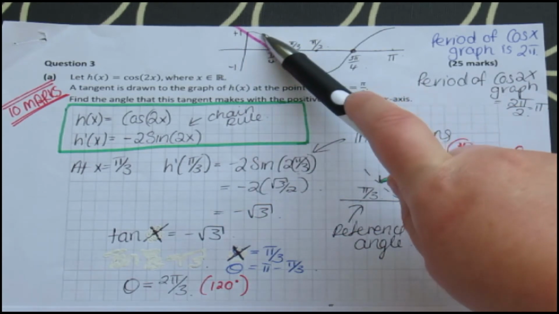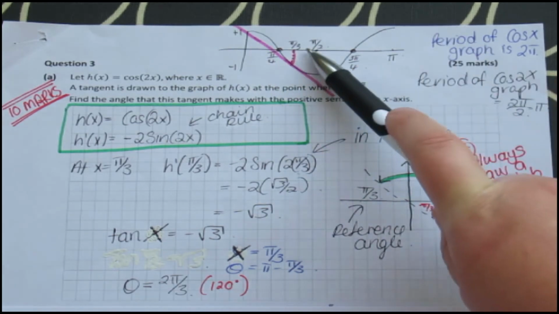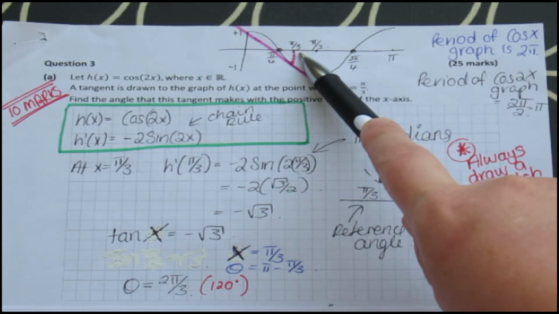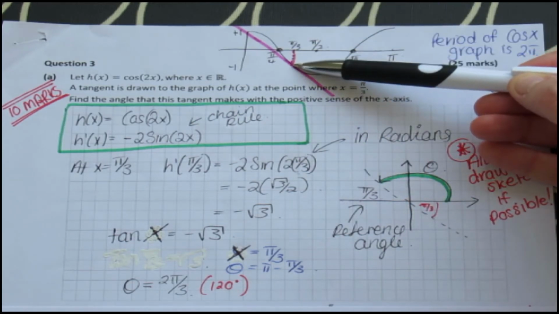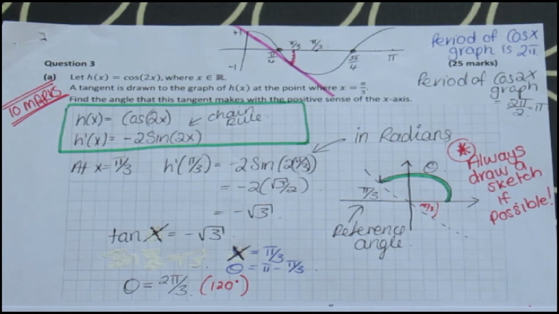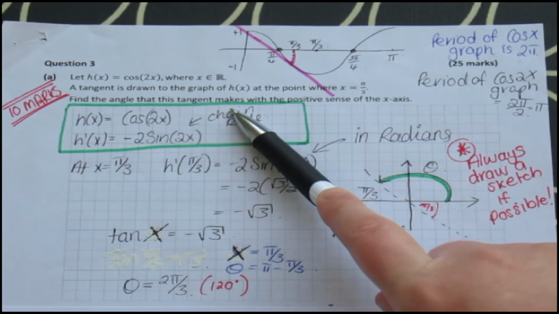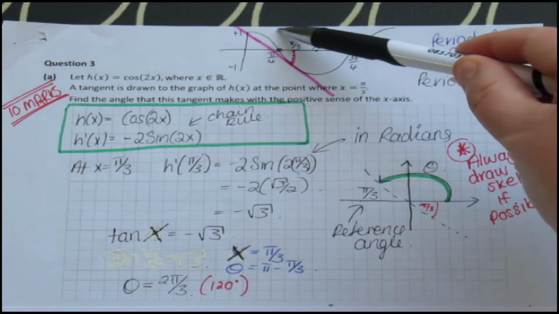As I've done a very basic sketch, plus 1 to minus 1 and my x-axis, and I have graphed pi over 3, which is roughly here. And when I drop down a line, I see that this pink line is my tangent. Now I have a fairly decent idea about where the tangent is, what way it's going, is it positive, is it negative, etc. So it's a good start. They're looking for the angle of that tangent with the positive sense of the x-axis. So we're looking at this angle here.